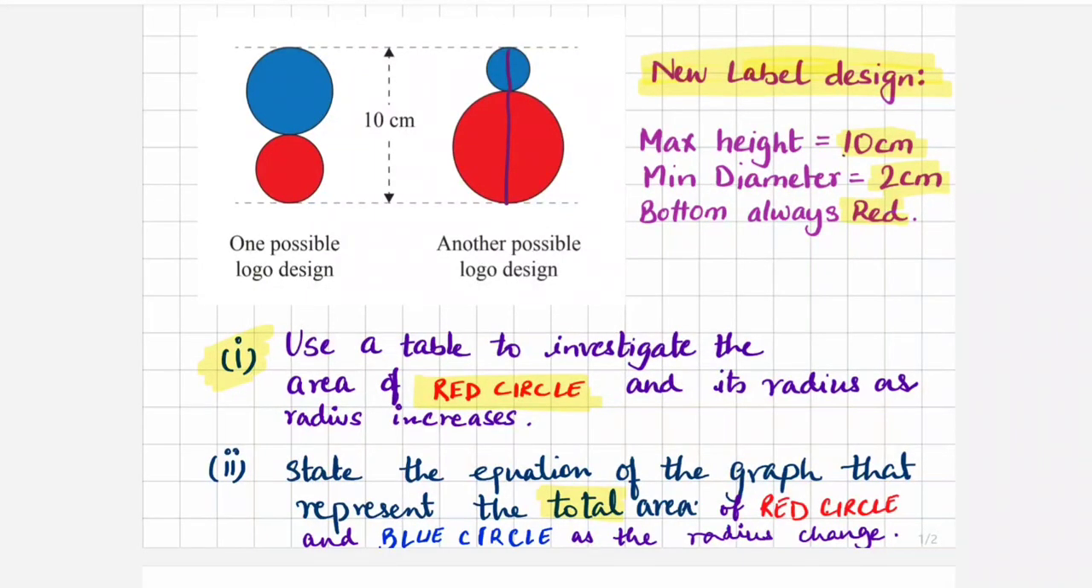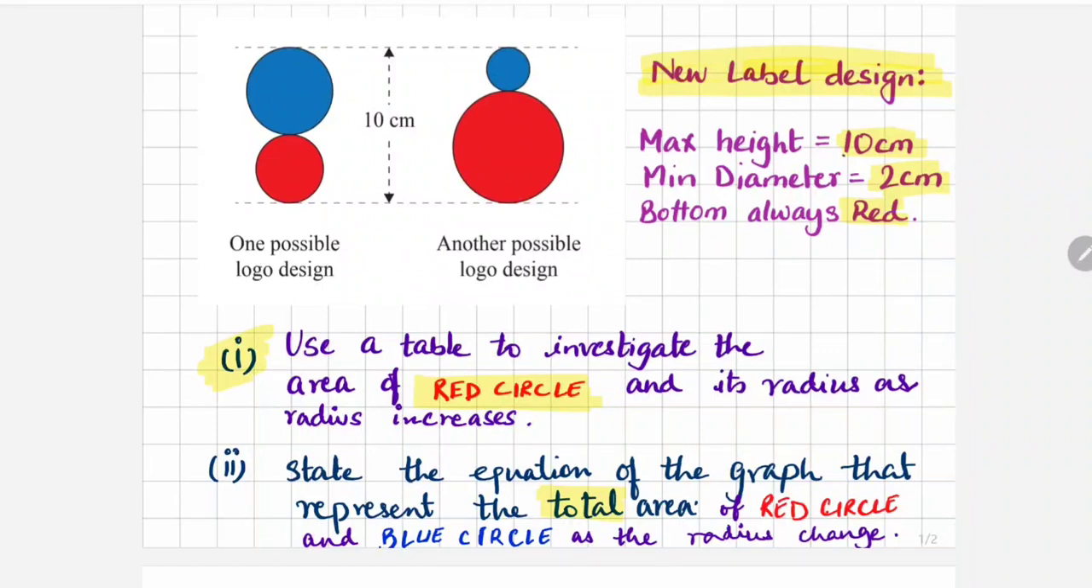Hi guys, so let's solve this question. It says we have to design a label and it has red circles and blue circles and the total height is 10 centimeters. So the total height given to us is 10 centimeters. The minimum diameter we can have for any circle is 2.